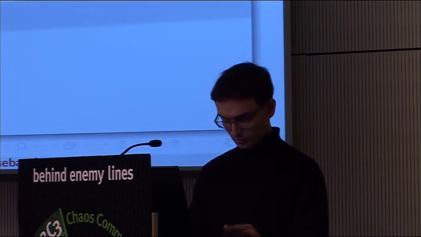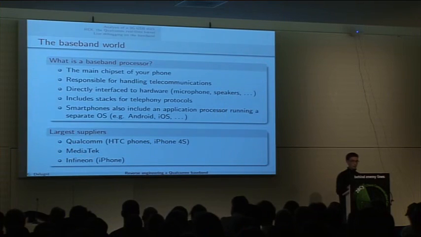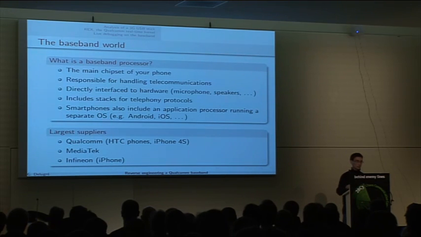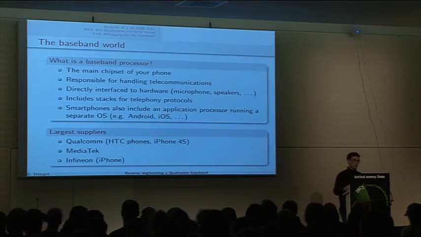It's the main chipset of your phone, responsible for handling telecommunications and everything over the air. It's the interface to hardware, and it handles the protocol stacks for the telephony protocols. Most of the time, a lot of people have a smartphone which is capable of running a separate operating system like Windows Mobile, Android, iOS, etc. But the baseband operating system is most of the time hidden. You don't directly interact with it. You don't have your hand on it.